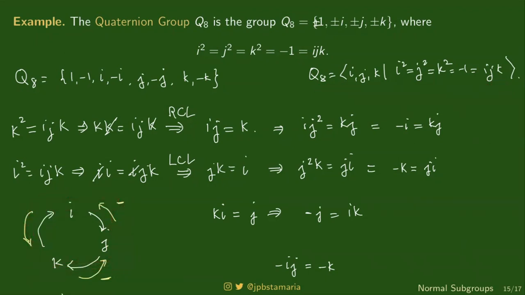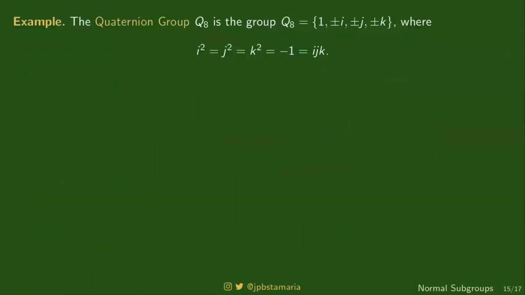Okay? So what's the next question? The next question is, what are the subgroups of this Q sub 8? And why did this group wander into this lesson? Why is it nice to study here? The truth is, yeah. So what are the subgroups?